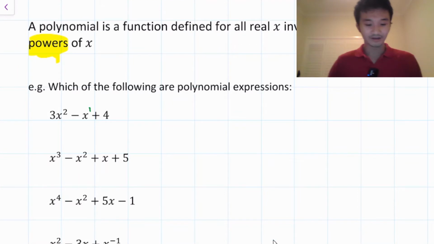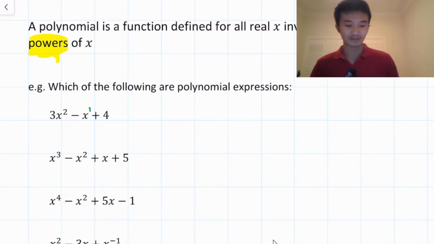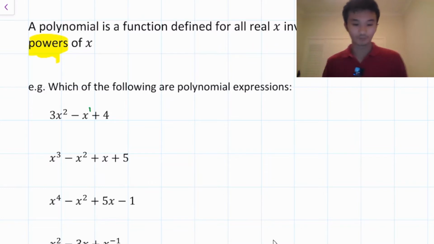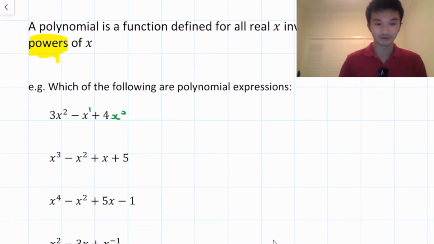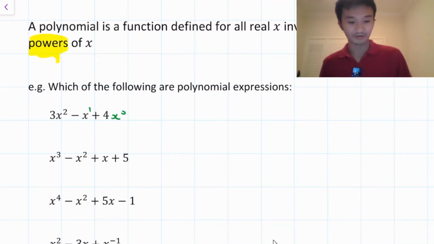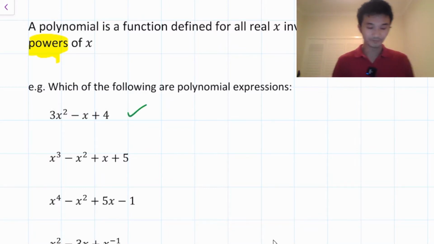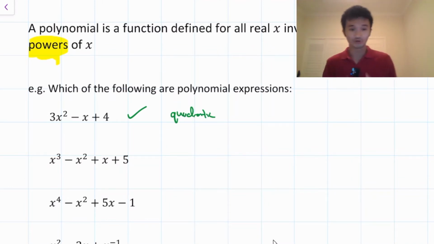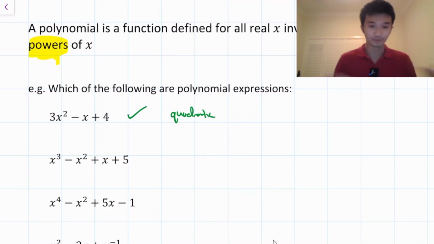You can see there, 3x squared minus x. Remember, x is just x to the power 1 essentially, plus 4. And what's plus 4? Well, you could think about that as x to the power 0, but we don't really need to write that. So this first one satisfies the definition for a polynomial expression, which is good. And we know that that's actually a quadratic. We've seen that before as well. So not only is it a function, it's also a polynomial.